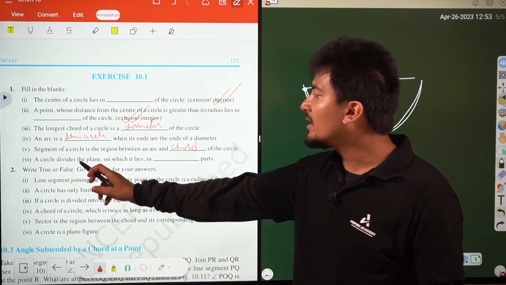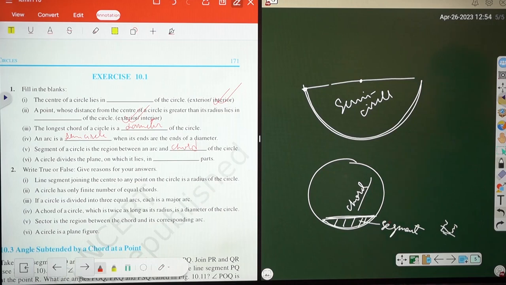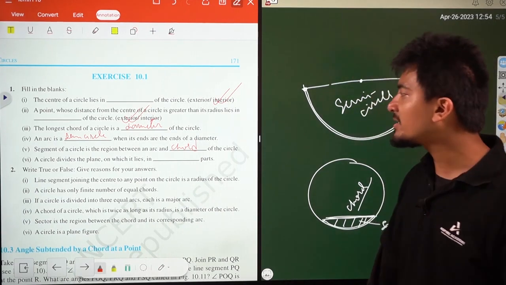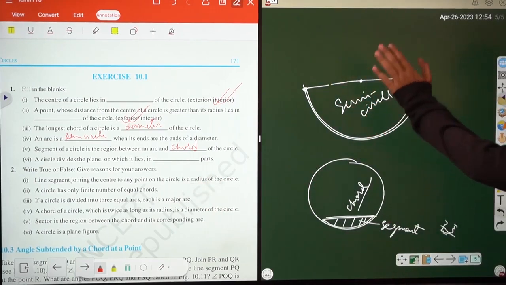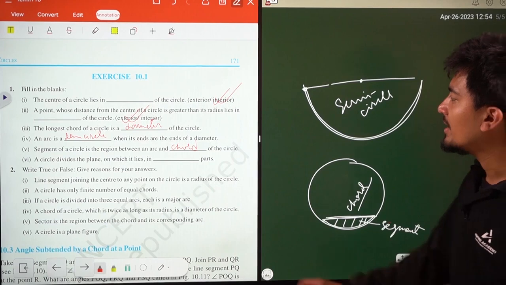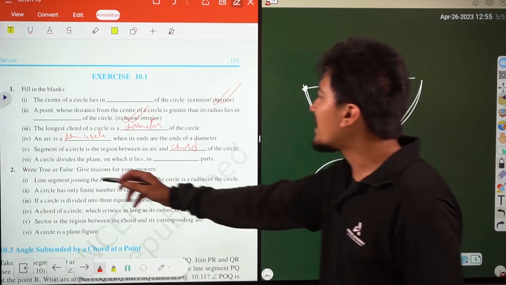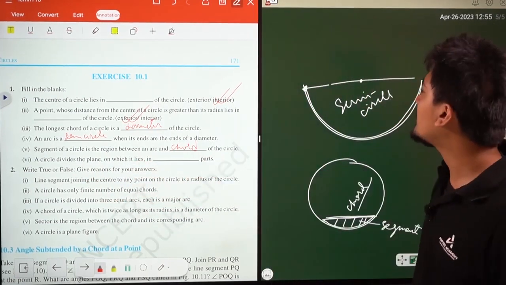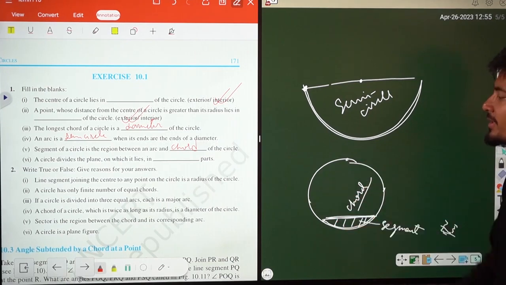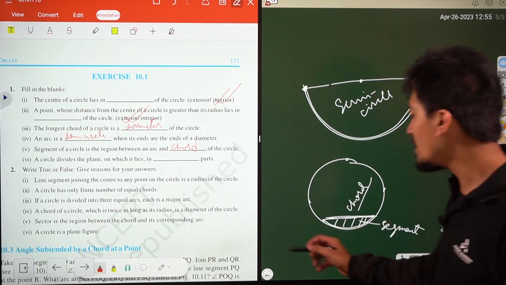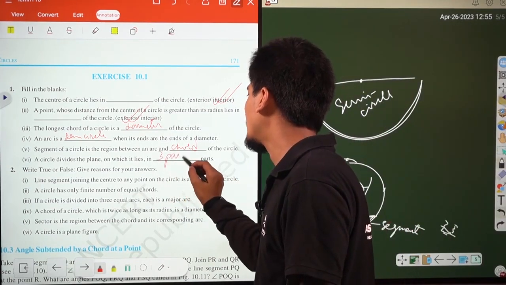Next, a circle divides a plane on which it lies in how many parts? This is a plane, okay? And the circle divides the plane in how many parts? This is a part, this is a part, this is a part. So in 3 parts, right? In 3 parts, okay?